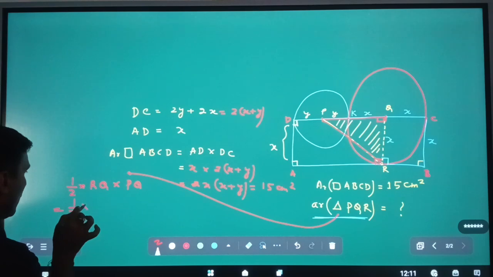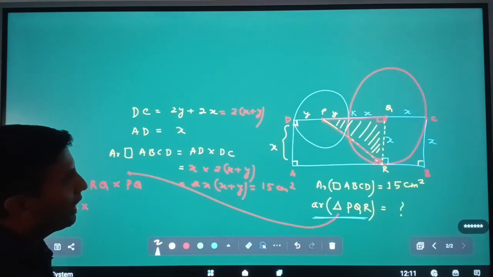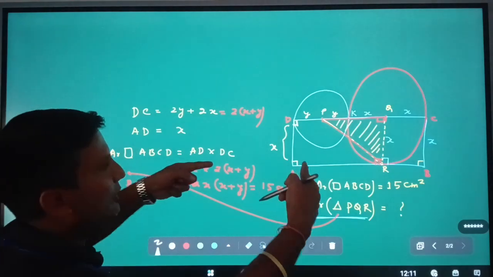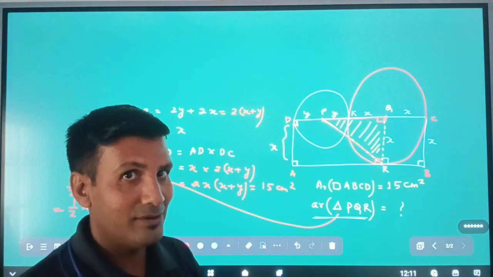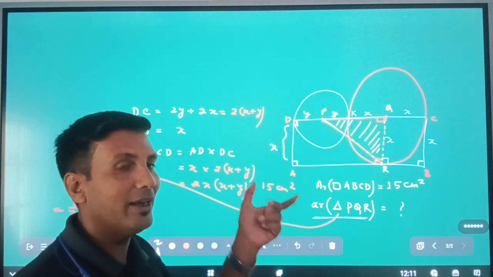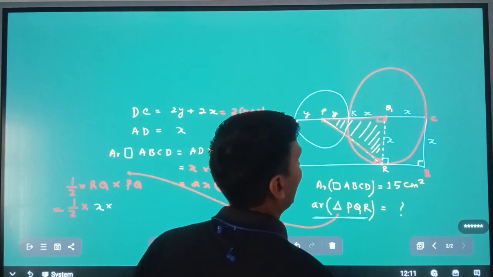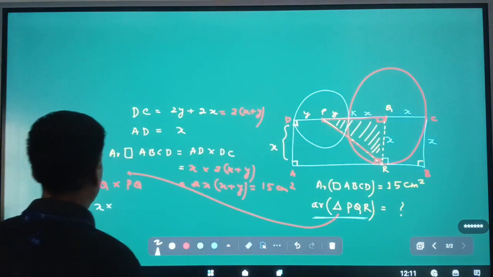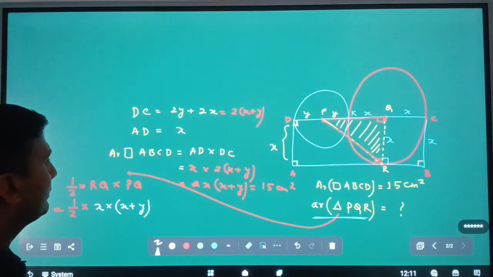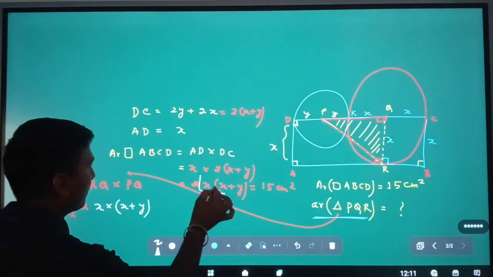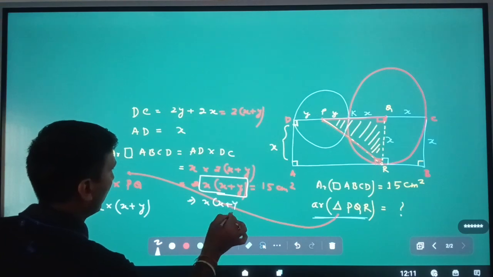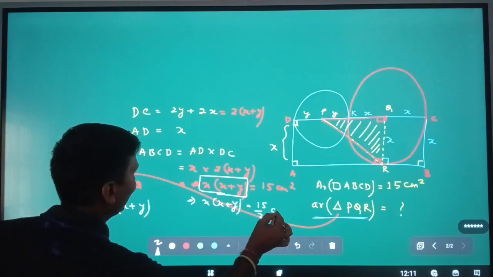So 1 by 2, RQ itself will be just equal to X, and PQ, the distance between the centers of two circles touching externally, will be the sum of their radii, as we are seeing here. So PQ will be equal to X plus Y. So now from here we can write that X into X plus Y is equal to 15 by 2 centimeter square.